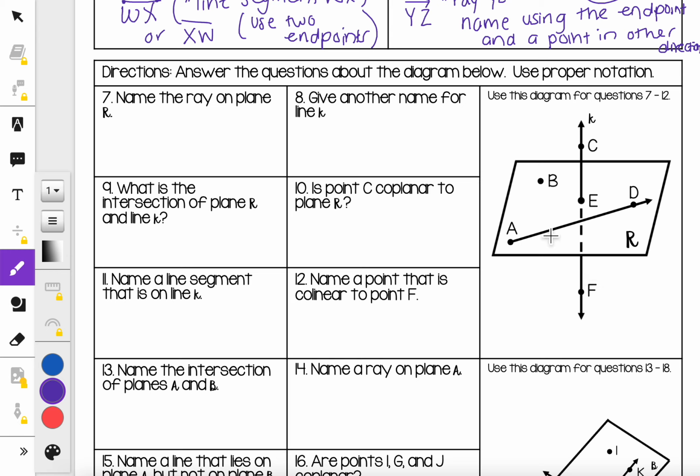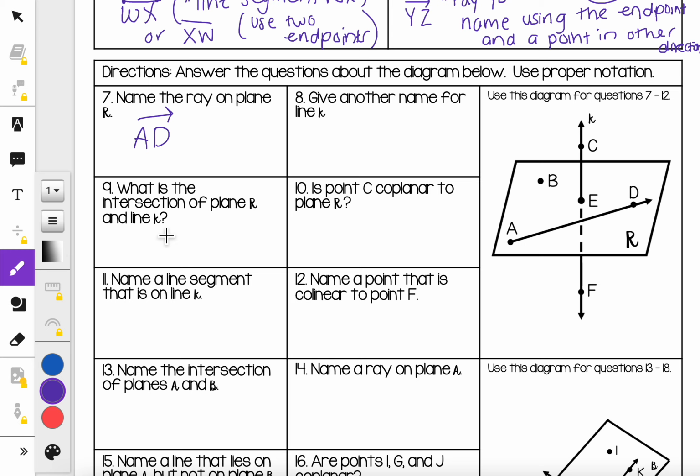Okay, so we have this flat plane and then line L is intersecting it, okay? Like if you just poked a hole through your paper, all right? And your pencil was kind of going up and down and your paper was flat. Okay, so the ray on plane R would be this ray AD, and again, I want to make sure I'm doing that proper notation. So A is my endpoint, that's not going to get an arrow, it goes on forever with that direction of D, so D gets the arrow.